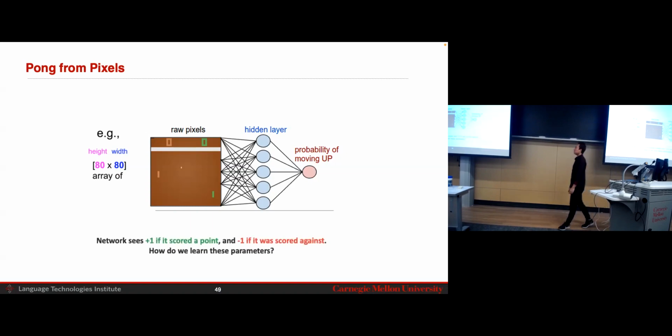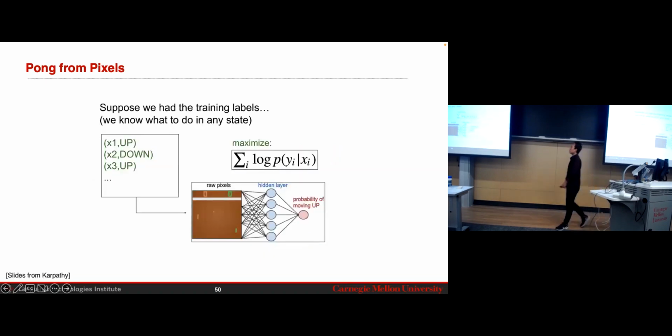Your network receives some reward: +1 if you score a point against the opponent by putting the ball over the opponent's court, and -1 if you lose, that is, if the opponent puts the ball into your side of the court. And then the goal is just about learning these parameters.